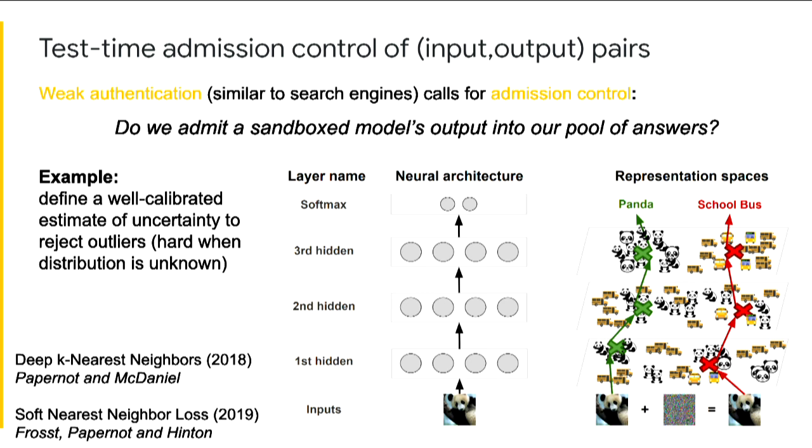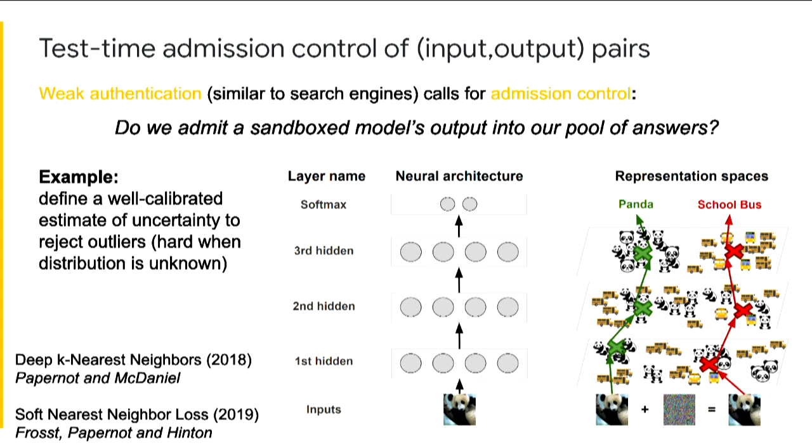So let's now assume that we've solved assurance at training time. We still have the test phase of the system. And there, what I was arguing is that we're basically deploying machine learning in settings where we have very weak authentication. So this is very similar to search engines, which also have very weak authentication.